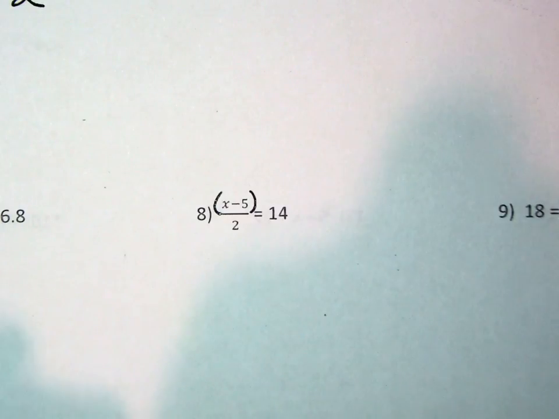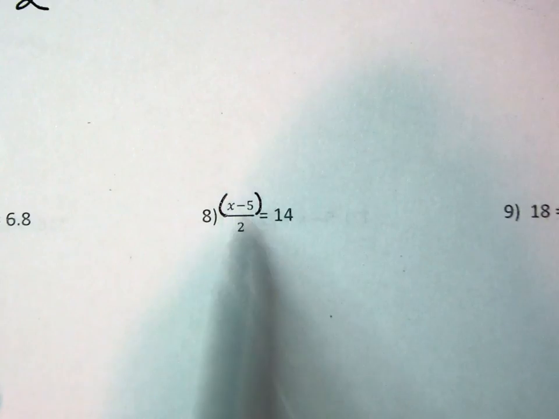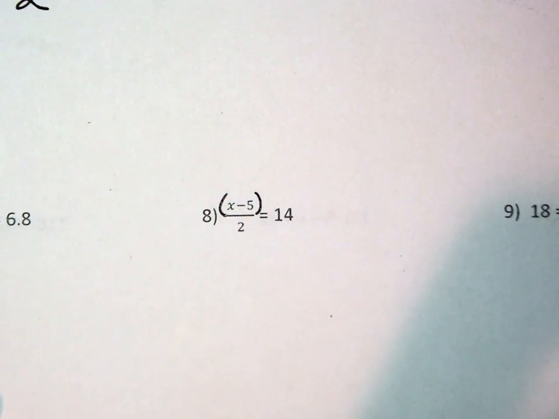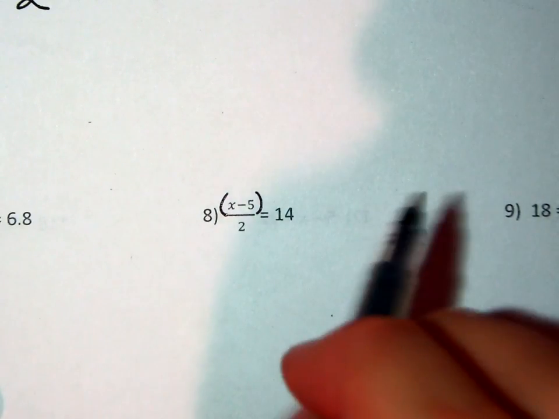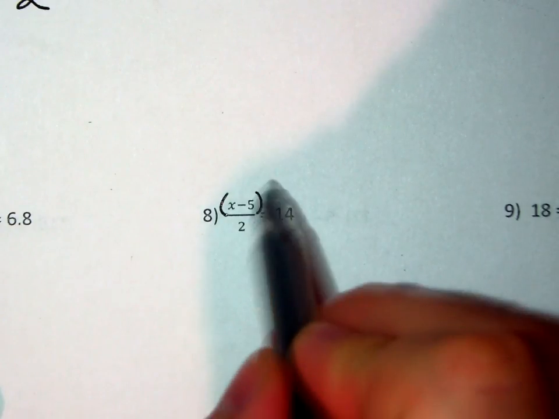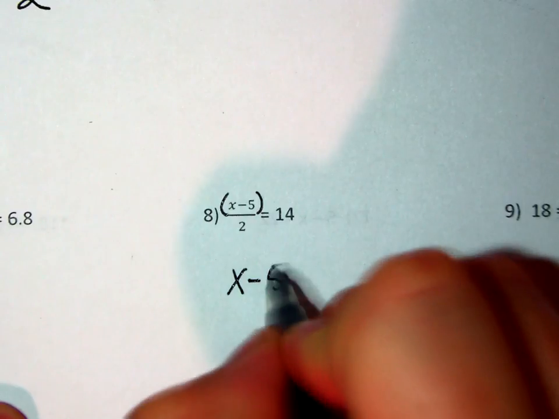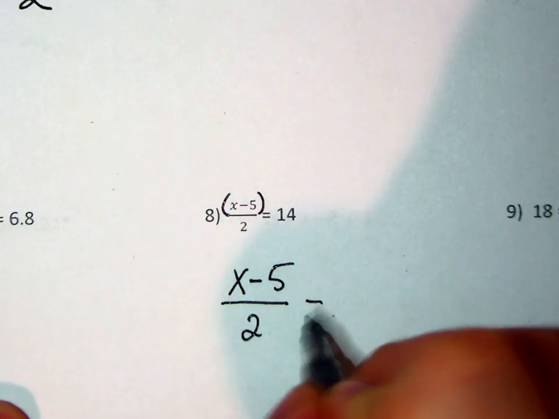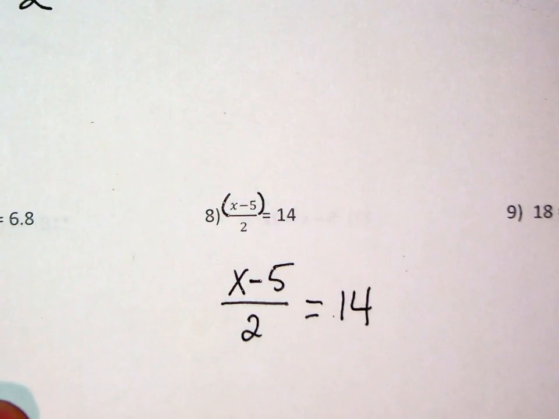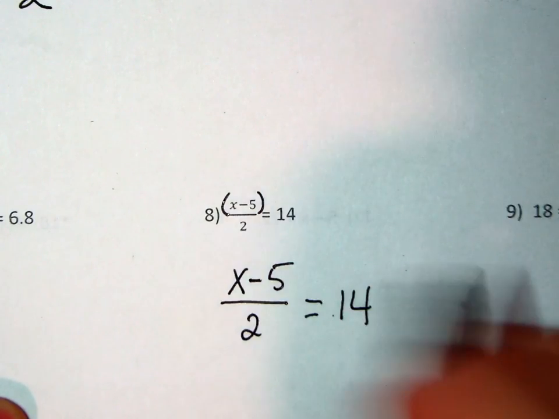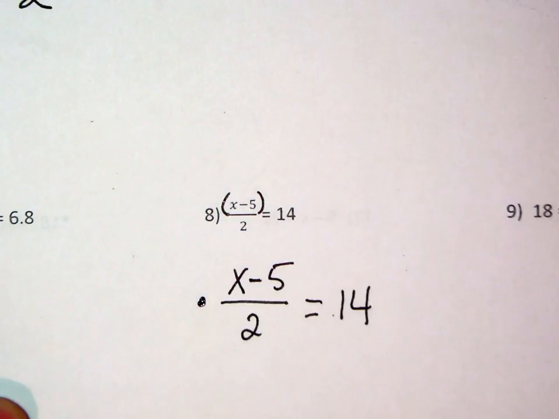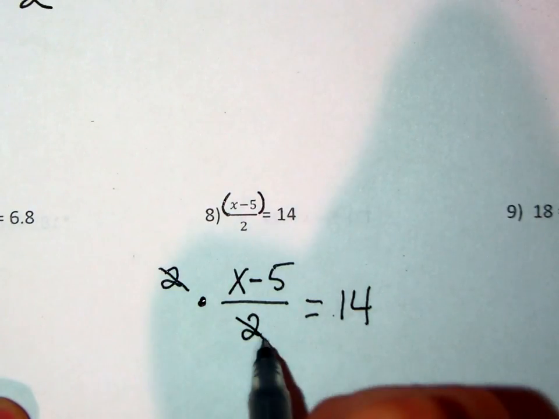So I need to see, do I have any addition and subtraction? Well, the only addition and subtraction I have is that subtraction sign inside the parentheses, and we already said that was going to be dealt with last. So next I want to check for division or multiplication. Anytime I have a fraction, division is taking place. So x minus 5 divided by 2 equals 14. And the opposite or inverse operation of division is multiplication. So if I multiply this fraction by 2, then that will allow me to cancel out my 2's.